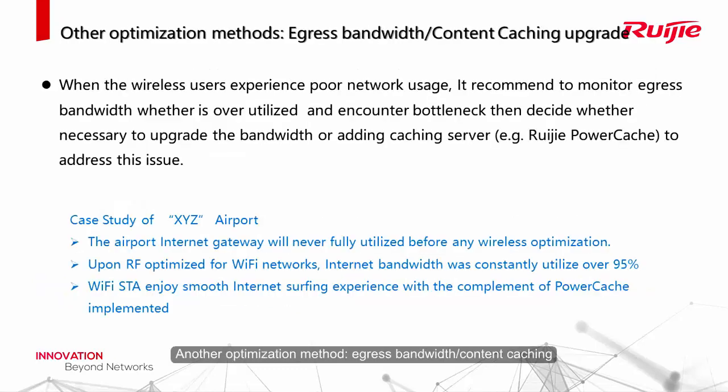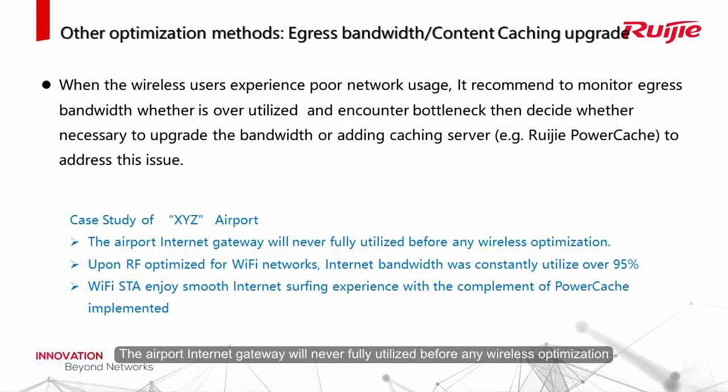Another optimization method, egress bandwidth or content caching. About this method, we should check the egress bandwidth first, because sometimes the problem is the egress bandwidth. No matter how we optimize the network, the experience will still be bad. So we need to check it first. If the problem is the egress bandwidth, we can ask the customer to increase the egress bandwidth or add a content cache to solve this problem.